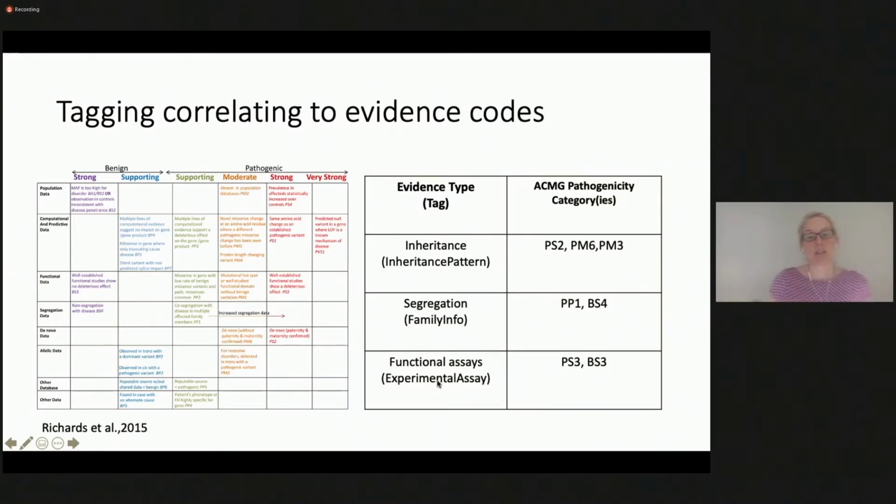Lastly, we have experimental assay for functional assays that may let you know that the paper that's annotated could apply to PS3 or BS3. And then there can be additional annotation to capture data that we'll talk about as the future and current aspect that's going on right now in ClinGen.